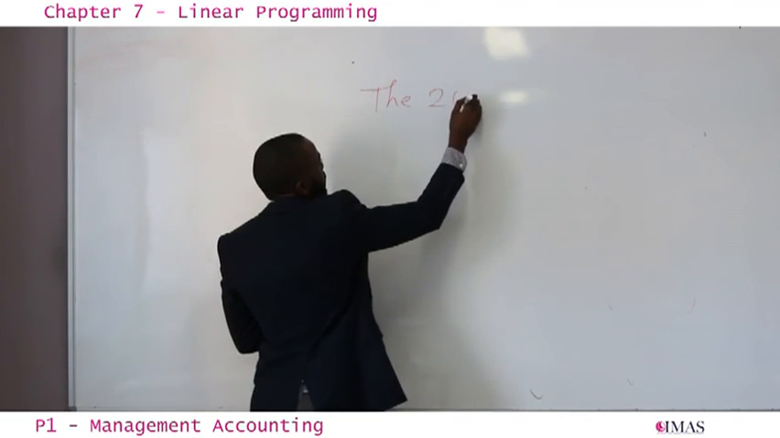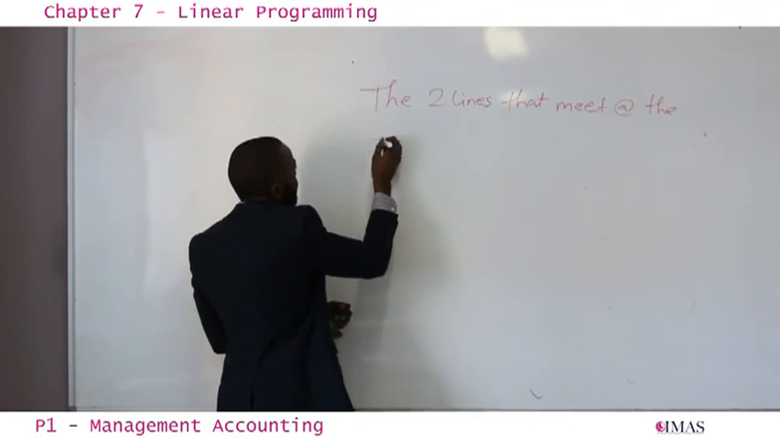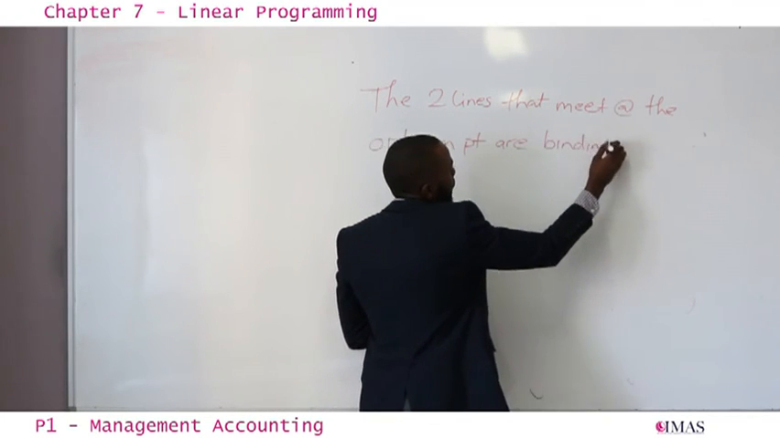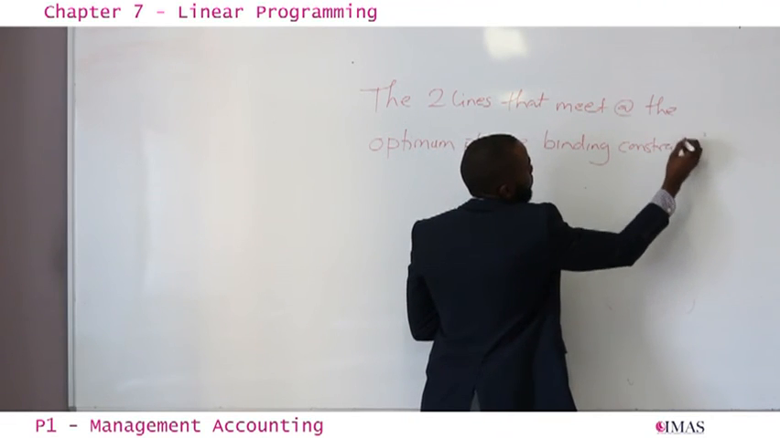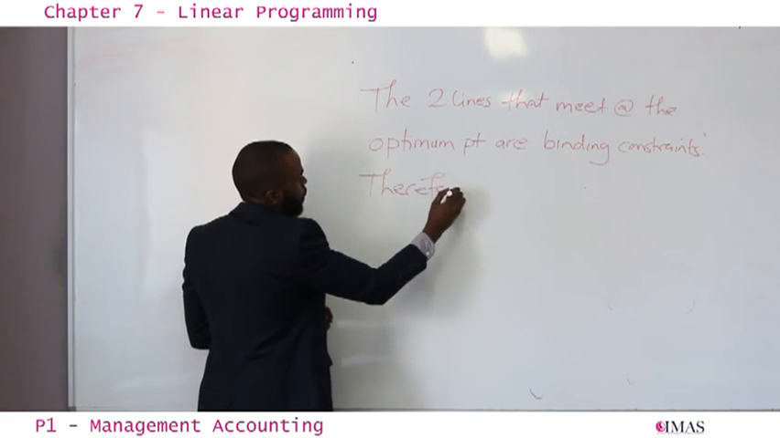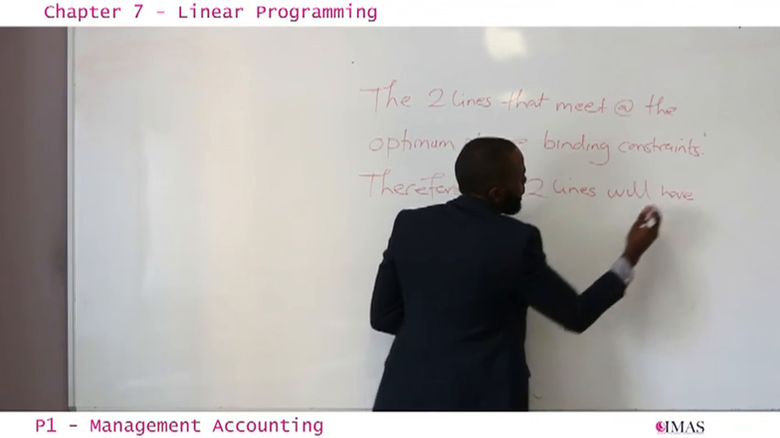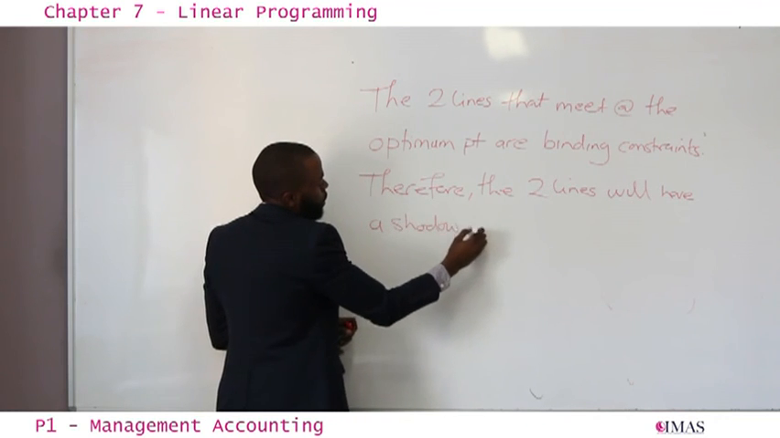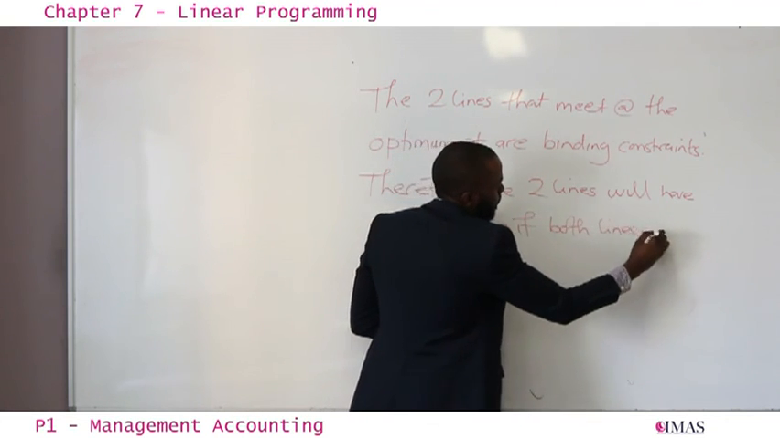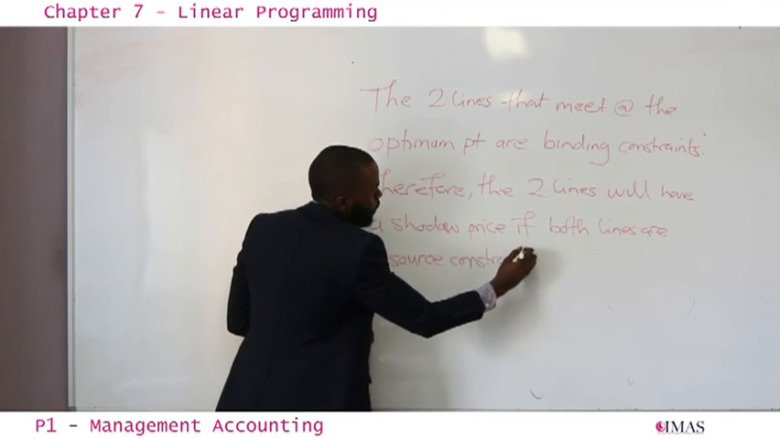So let's just put that down. The two lines that meet at the optimum point are binding constraints. Therefore, the two lines will have a shadow price if both lines are resource constraints. So we're going to look at other examples.